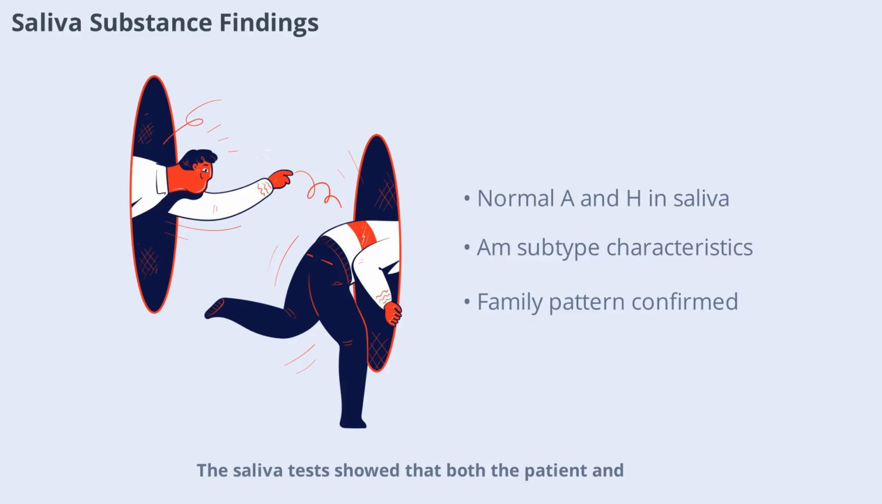Saliva tests showed that both the patient and his relatives had normal levels of A and H substances. This result matched the serological characteristics of the Am blood group subtype, a rare variant of the blood type. The presence of these substances in saliva, combined with the weak absorption of anti-A antibodies, strongly suggested that the family carried the Am subtype. This discovery was a significant step forward in understanding the patient's unique blood type.